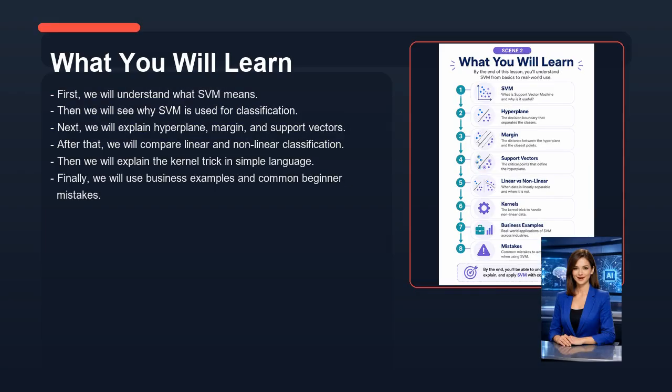Now let's look at what you will learn. First, we will understand what SVM means. Then we will see why SVM is used for classification. Next, we will explain hyperplane, margin, and support vectors. After that, we will compare linear and nonlinear classification. Then we will explain the kernel trick in simple language. Finally, we will use business examples and common beginner mistakes.